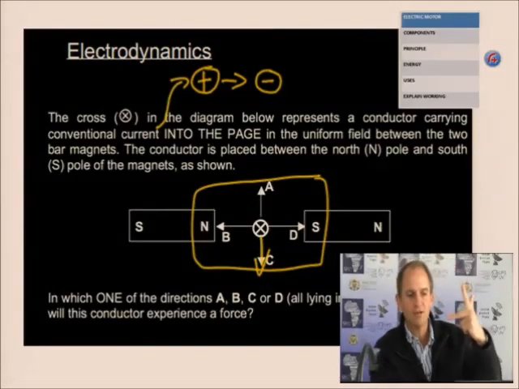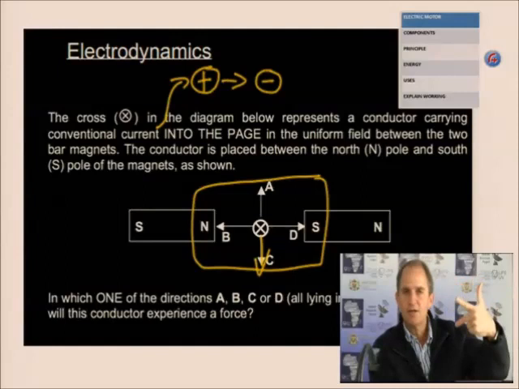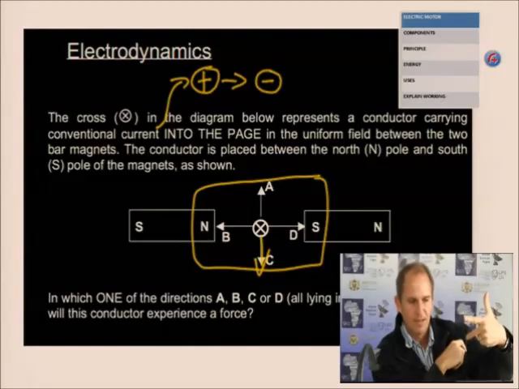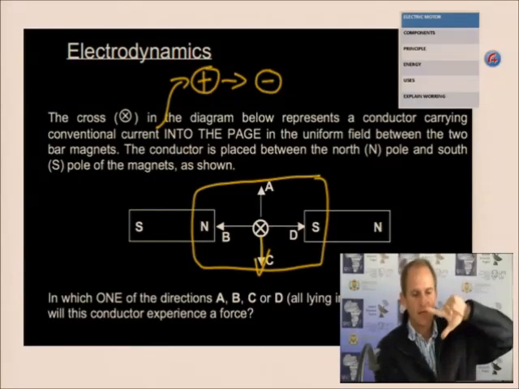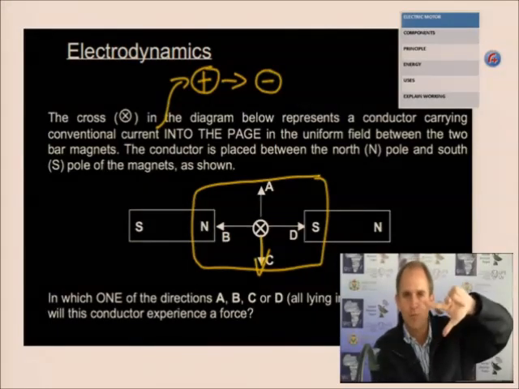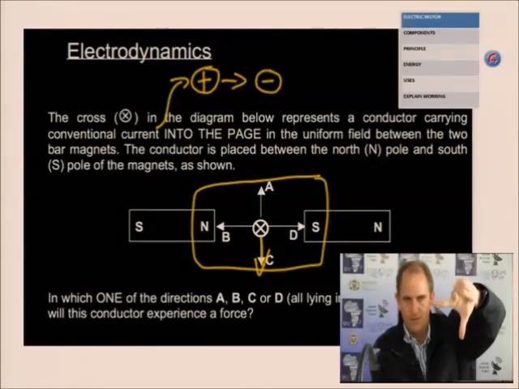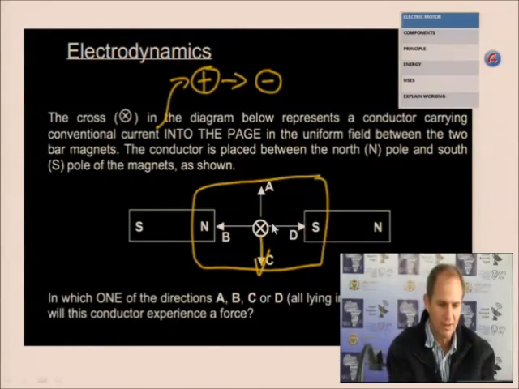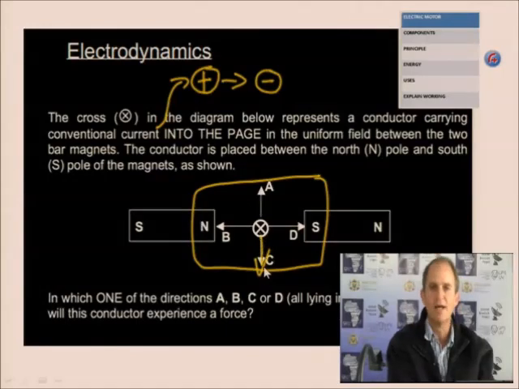So if I use my left-hand rule, where you are sitting now, try and do it with me. Your index finger must point from north to south, in other words, from B to D. If you do that, now you must turn your hand so that the middle finger is pointing into the page, or into the board where you are seeing this picture now, towards the wall. Then you should experience that your thumb is showing in the direction of C, which is downwards. So that means that this conductor will experience a force downward.